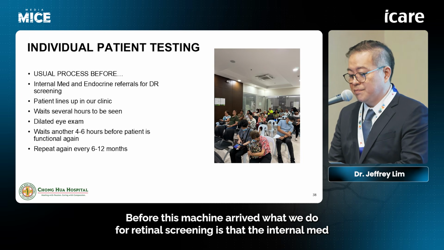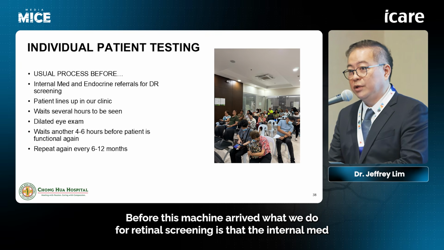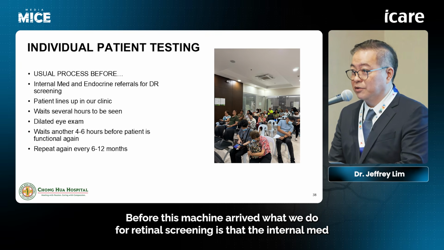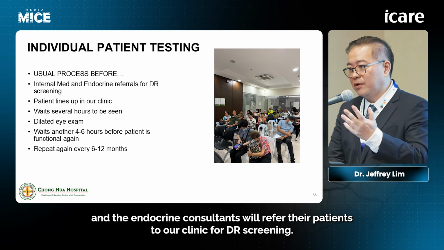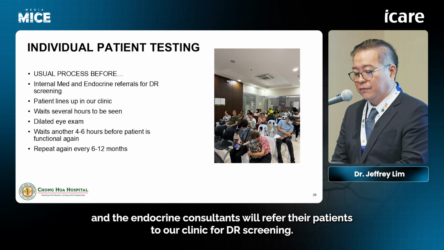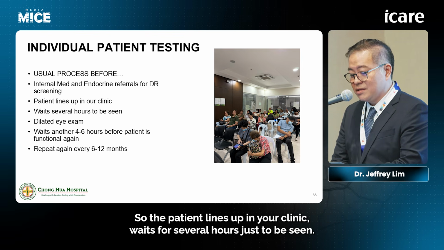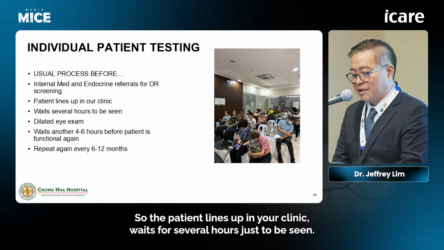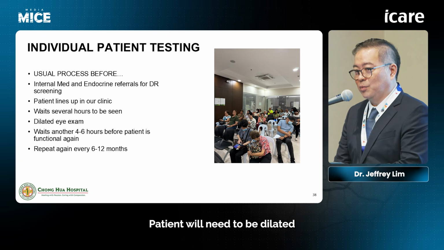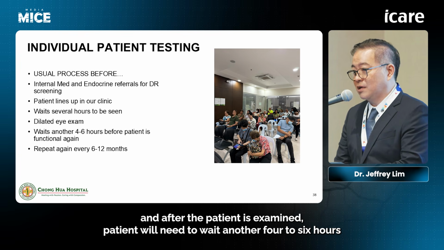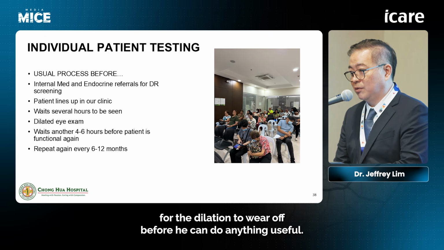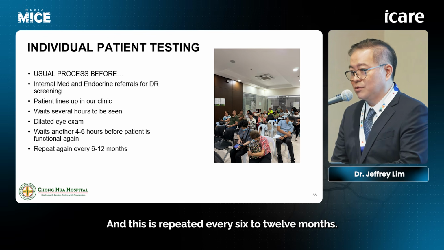Before this machine arrived, what we do for retina screening is that the internal med and the endocrine consultants will refer their patients to our clinic for DR screening. So the patient lines up in your clinic, waits for several hours just to be seen. Patient will need to be dilated, and after the patient is examined, patient will need to wait another 4 to 6 hours for the dilation to wear off before he can do anything useful. And this is repeated every 6 to 12 months.